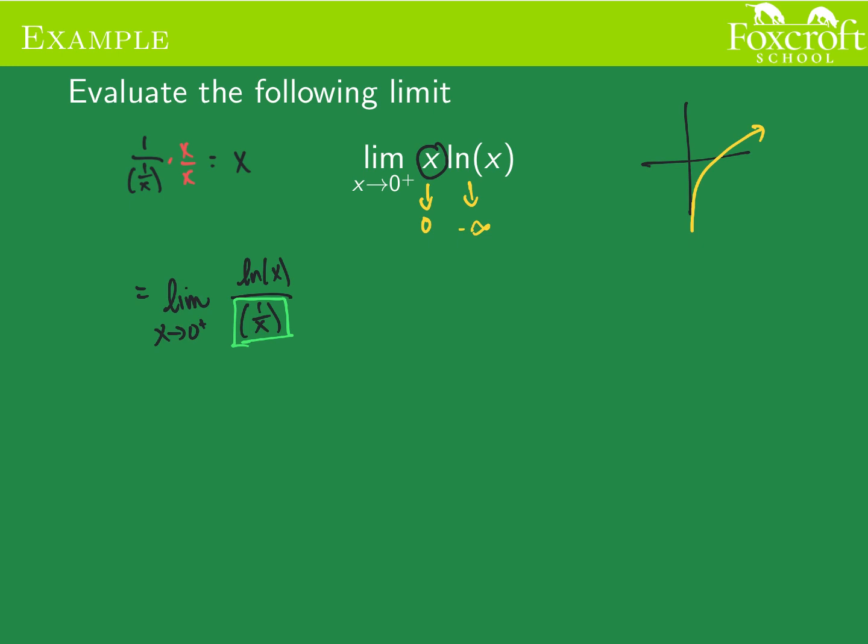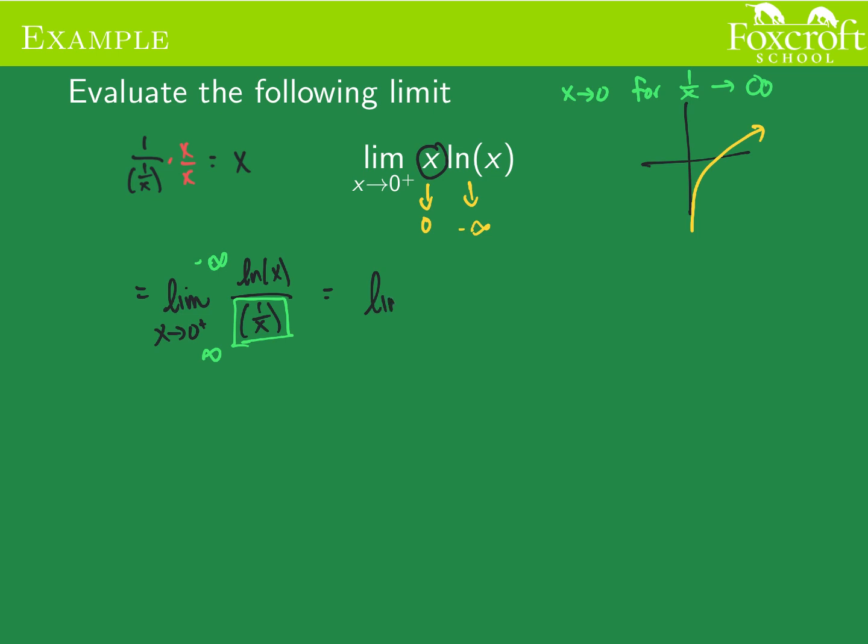And then if I try to plug in 0 into 1 over x, as x goes to 0 for 1 over x, that goes to infinity. 1 divided by a really small number is going to give me a really big number. So now I have this natural log of x is trying to go to negative infinity. 1 over x is trying to go to positive infinity. And that's what I can use L'Hopital's rule on. I have this infinity over this infinity.